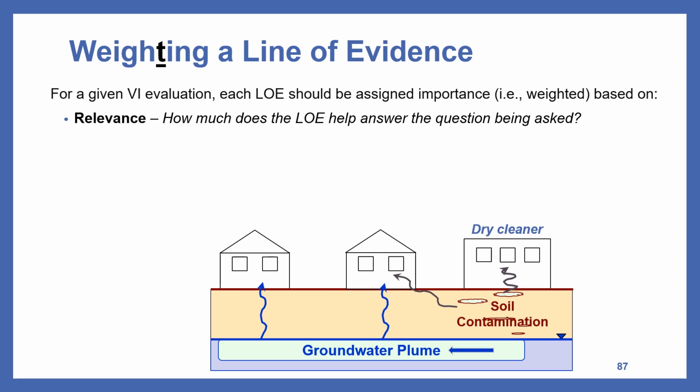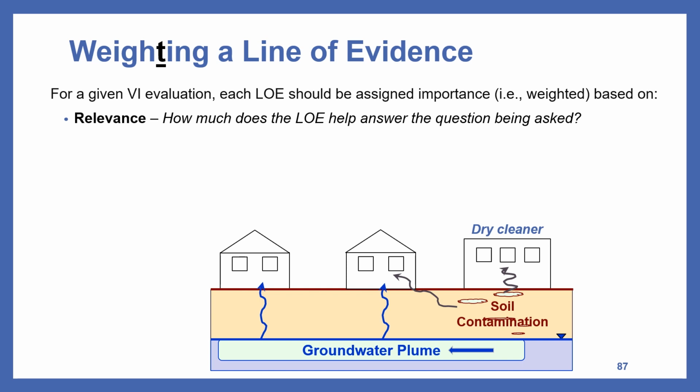So on the right, we have a dry cleaner. There's been a release of PCE, and it's contaminated the underlying soil, and it's reached groundwater, and it's flowing. We have a groundwater plume flowing off to the left into a neighborhood with residences. So question might be, how relevant are the groundwater data for evaluating the VI pathway? And the answer is, it depends.